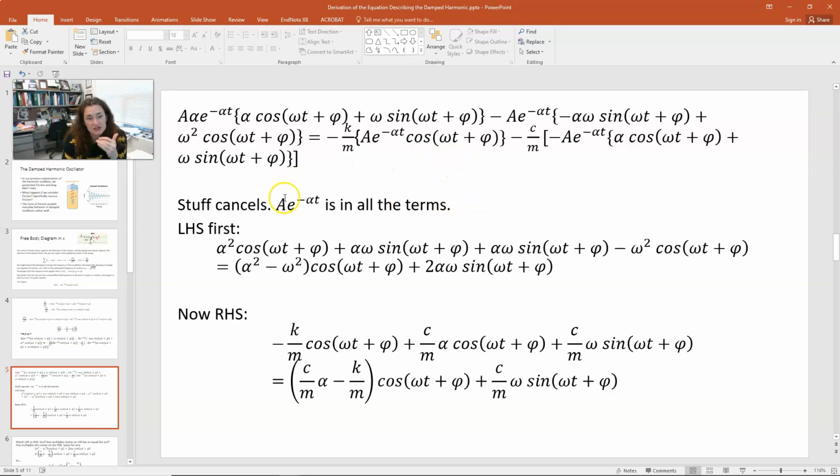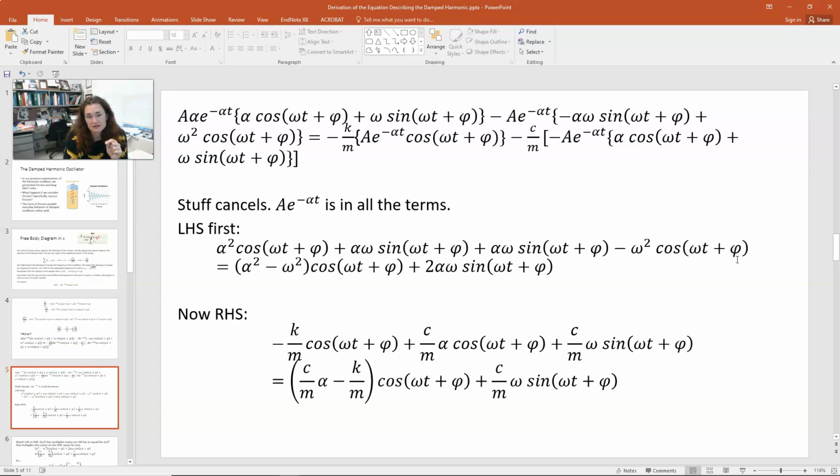So if I do that, if I cancel out my a e to the minus alpha t, then I'm going to have a much simplified left-hand side. I'm going to have alpha squared cosine omega t plus phi plus omega alpha sine omega t plus phi plus another omega alpha sine omega t plus phi minus omega squared cosine omega t plus phi. Now what I'm going to do on both of these sides, but I'll do the left-hand side first, is I'm going to group like terms.